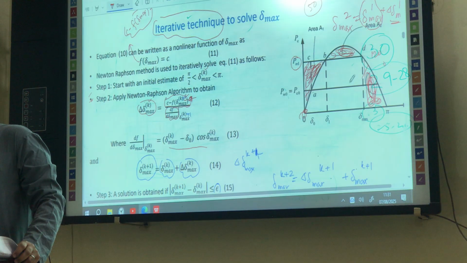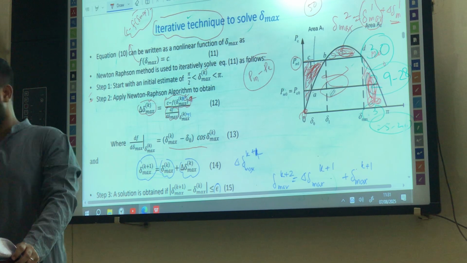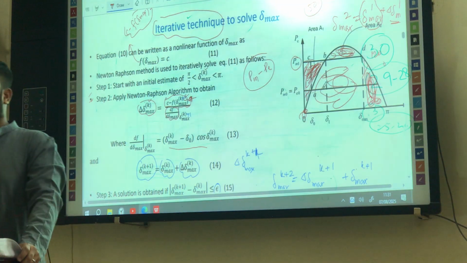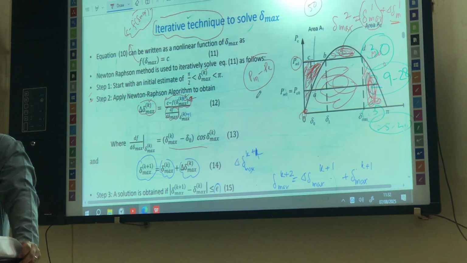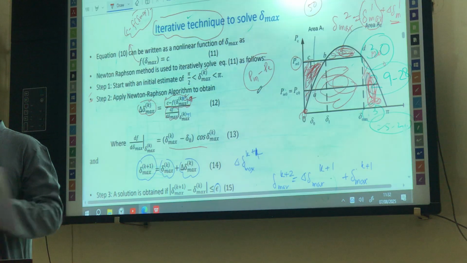You do not need to take these areas. These are not the effective energy, because always you need to take the difference between PM and P. So this should not be in your calculation because you are taking the difference. So any other question?